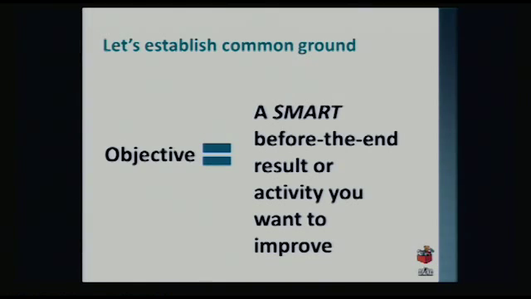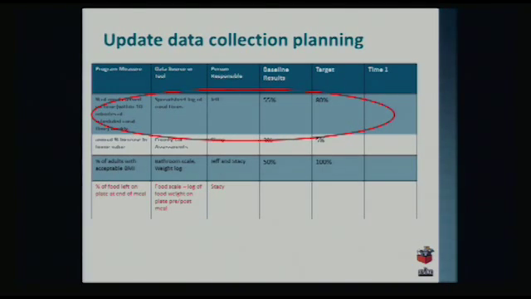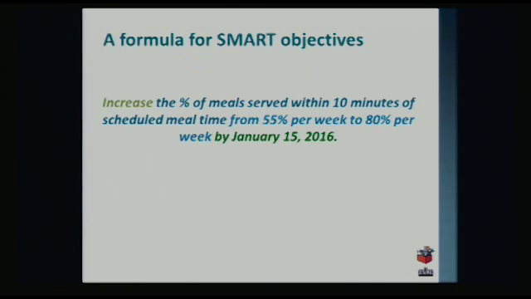So establishing common ground in simple language, just think of the objective as a SMART before the end result or activity that you're wanting to improve and work on. So in this example, I'm going to select the percentage of meals being served on time as my improvement objective for the year. And then in turn, I'm going to develop that into a SMART objective.